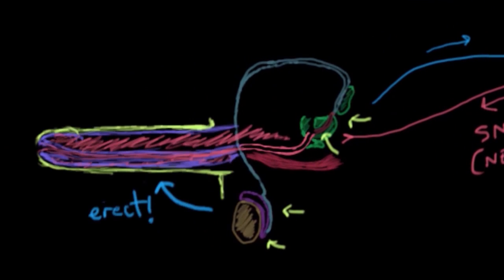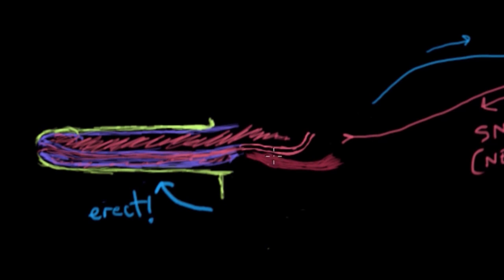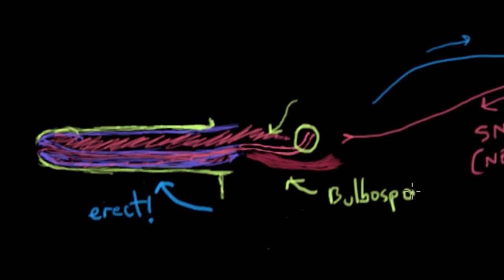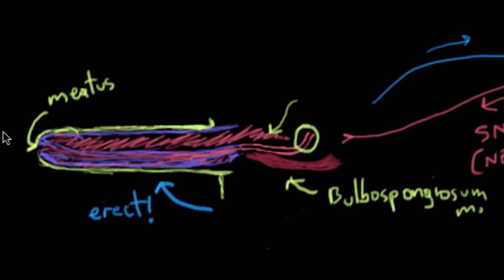Now in the second phase, the semen is sitting here at the beginning part of the urethra, and the smooth muscle of the urethra itself, all along its length, and this muscle at the base of the penis, called the bulbospongiosum muscle, then contract and expel the semen from the urethra out of the tip of the urethra called the meatus. And that's basically the process of ejaculation.